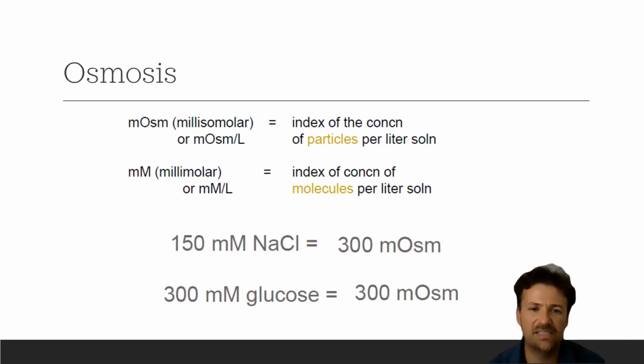A substance that doesn't dissociate, like glucose, 300 millimoles of glucose will yield 300 milliosmoles of osmotic pressure. So just reminding you of these things, and when you do calculations, you'll come to appreciate these things a little bit more.